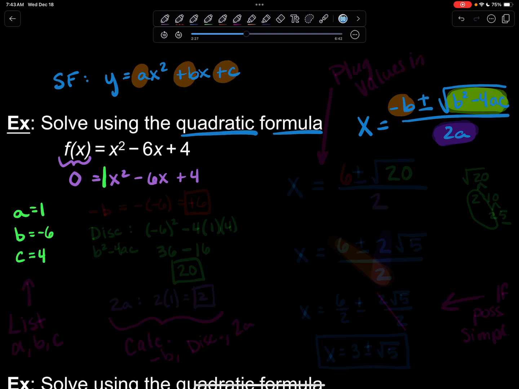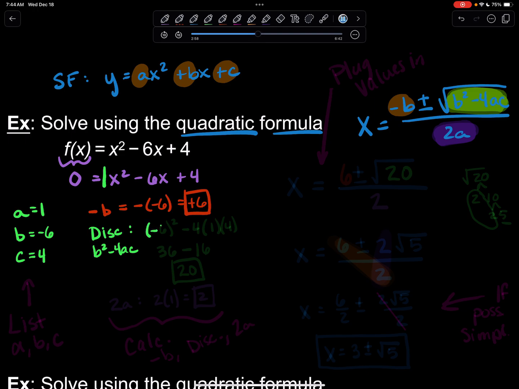So the first thing that I'm going to look at is -b. In this case, b is -6, so a -6 is the same thing as a +6. So -b is +6. And then I'm going to go ahead and take a look at the discriminant. And the discriminant is b squared minus 4ac. Please note, it is not the radical sign. The radical sign is not a part of our discriminant.